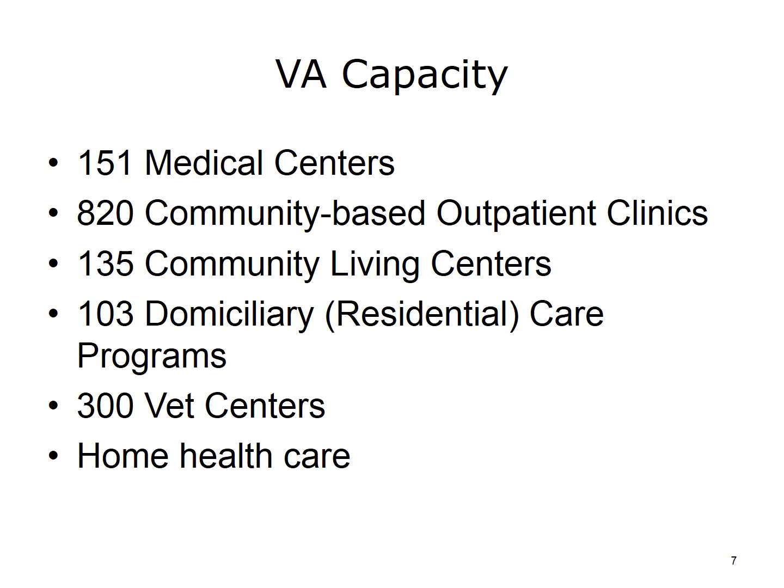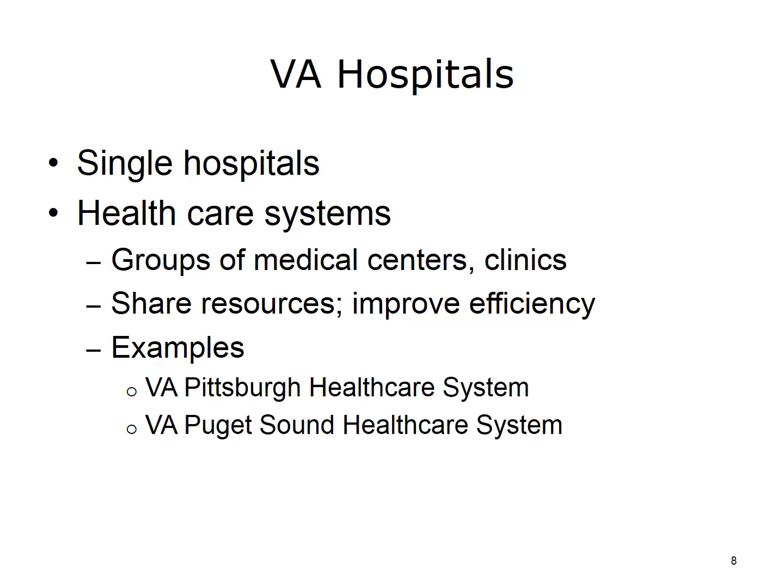Nationwide, it has 151 medical centers, 820 community-based outpatient clinics, 135 community living centers, 103 residential habilitation centers, 300 vet centers, and 139 integrated disability evaluation system sites. Some VA services are also provided in patient homes. There are some specific facilities that offer health-related services to veterans. The most obvious are VA hospitals.